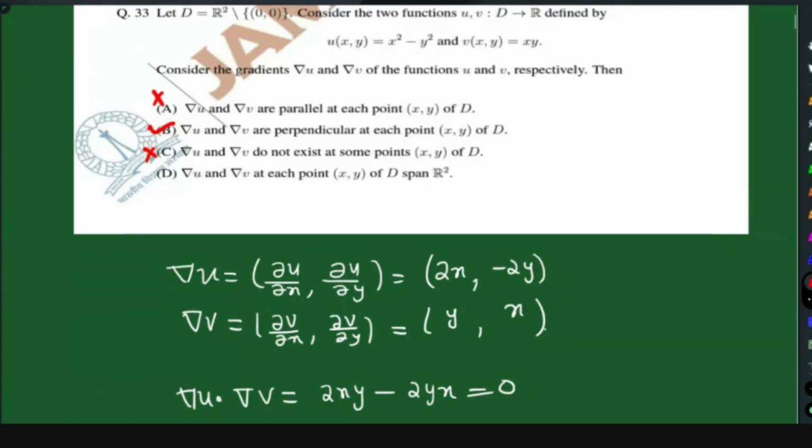So what about the last option? Del U and del V span R2 at each point. What can you say about this? Tell me, what about the last option? Whether that is correct or wrong?